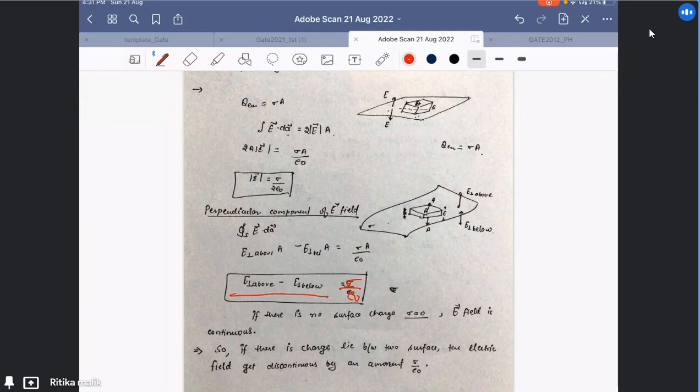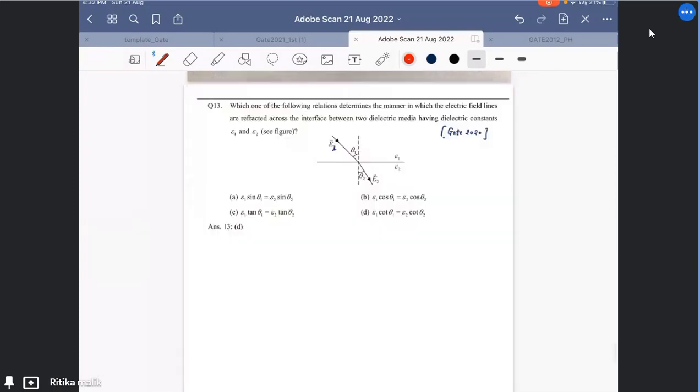So now we can go towards solving the GATE questions. If you have any doubt in the concept, let me know. Hello, do you have any doubt in the concept? Or I will go towards solving the GATE questions. Can I go towards solving GATE questions? Yes, ma'am.